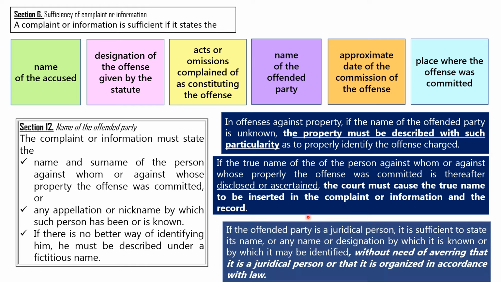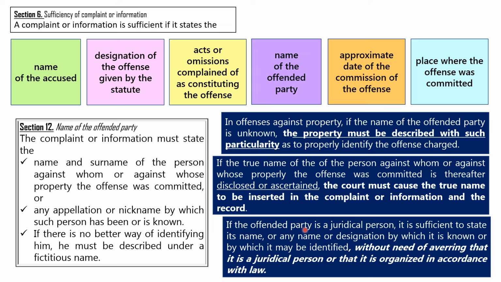What happens if your offended party is a juridical person? The rule states that it is sufficient to state the name or any name or designation by which it is known or by which it may be identified. There is no need of averring that it is a corporation, or a partnership, or a juridical person, or that it is organized in accordance with law.